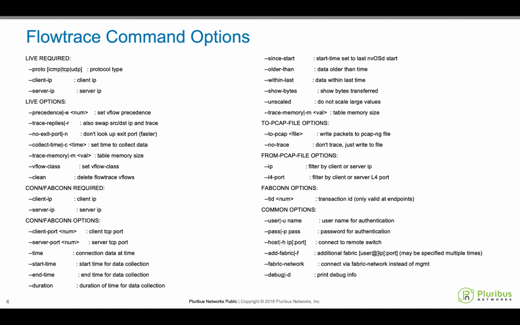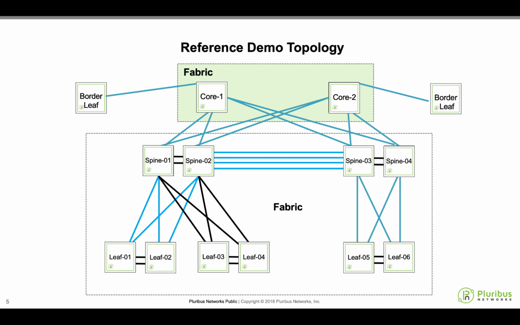Here are the detailed options. You can pause at any given point of time or also look at the CLI helpline. Here is the topology. We have multiple fabrics out here, but we will be looking at leaf 3, leaf 5 and leaf 6.